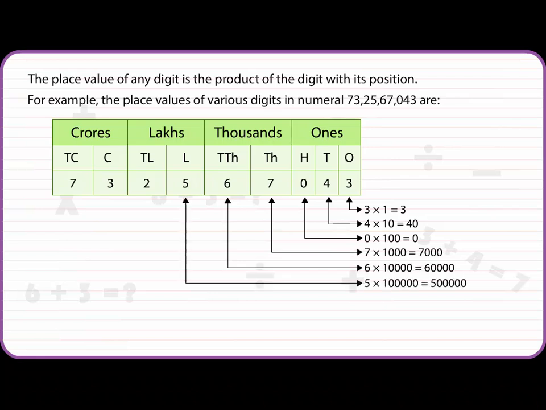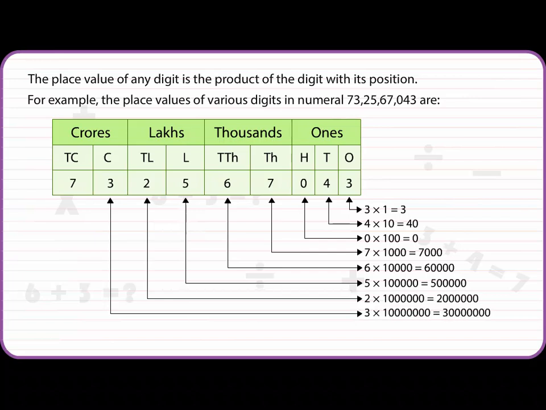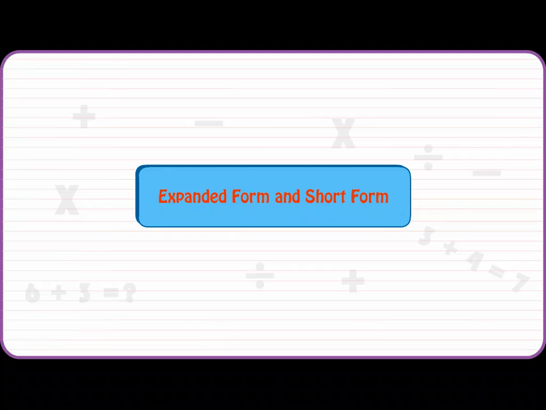The place value of 5 is 5 lakh. The place value of 2 is 20 lakh. The place value of 3 is 3 crore. The place value of 7 is 70 crore. Expanded form and short form.